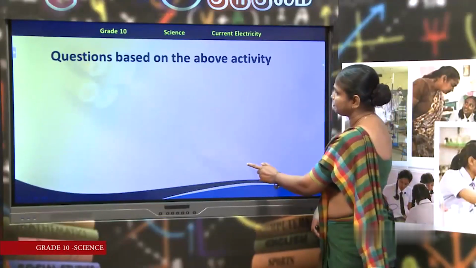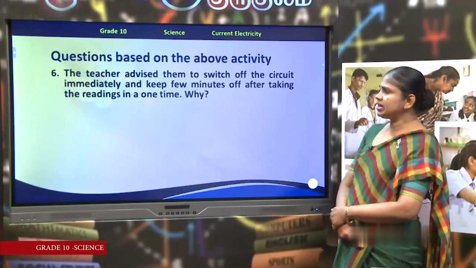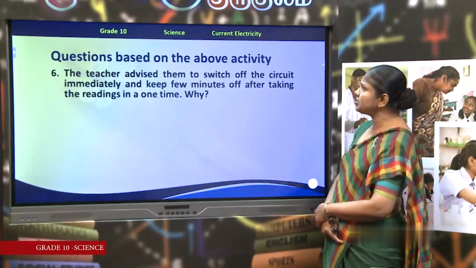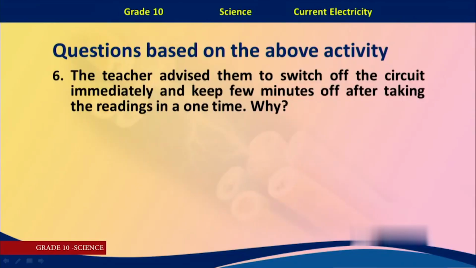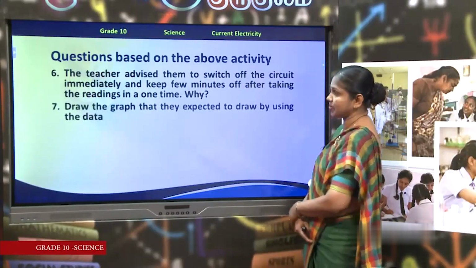Next question. The teacher advised them to switch off the circuit immediately and keep it off for a few minutes after taking the readings each time. Why? To maintain the temperature of the conductor constant. This is the reason. To maintain the temperature of the conductor constant.